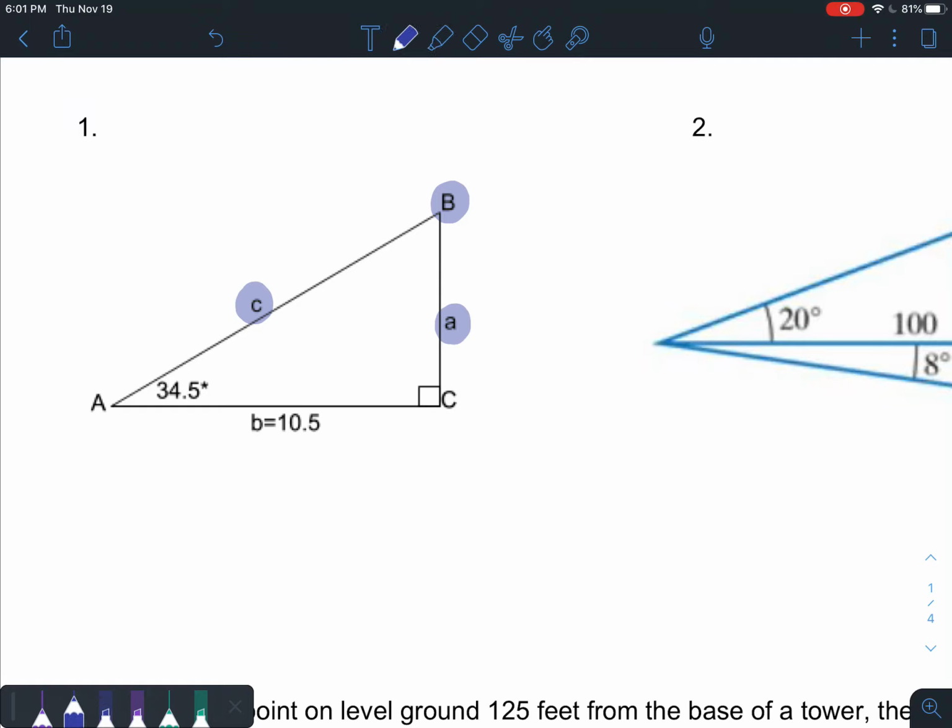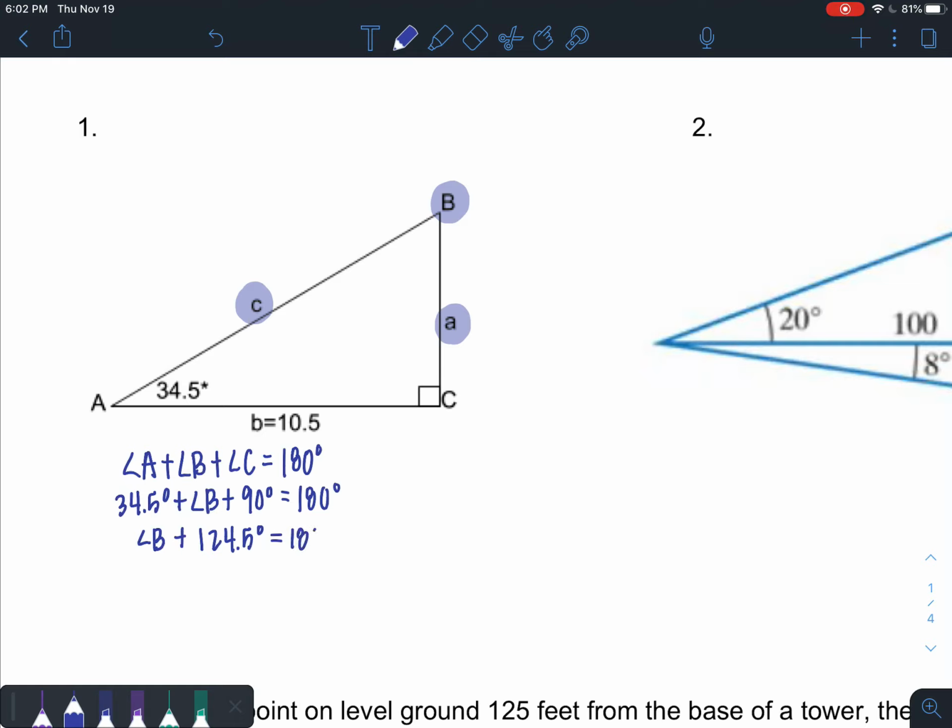Now, the angle is going to be the easiest thing to find because angle A plus angle B plus angle C is going to be equal to 180 degrees, right? That's what we know about triangles. So A is 34.5, B is unknown, and C is 90 degrees. And that's all equal to 180. So if I do some math here, I'm going to add 90 and 34.5 and get 124.5 degrees plus angle B equals 180.